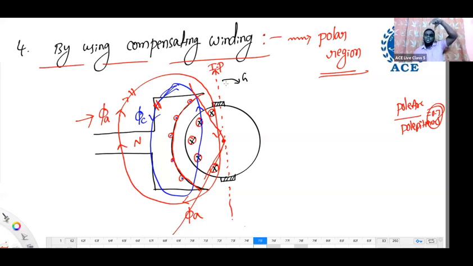That is the fifth method. In the fifth method, we place interpoles along the interpolar axis. Now, along the interpolar region, the interpoles will compensate the effect of armature reaction. So the total armature reaction is compensated by both the compensating winding and the interpoles. Okay, remember this point.